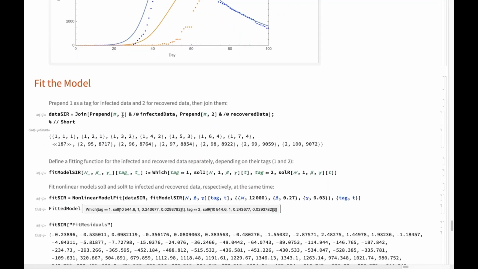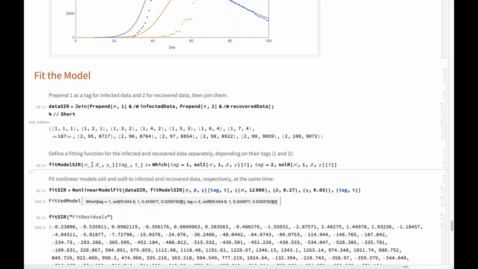So I'm going to prepend or add a 1 to the beginning of the infected data. And as you can see, this is the infected data with a 1 in the beginning. It's a statistical indicator. And I'm going to prepend recovered data with a 2. And this is the recovered data with a 2 in the beginning. And I'm also going to define a fitting function for my models, and I'm going to set up different tags for different functions. So if the tag is equal to 1, then I'm going to give it my infected model.